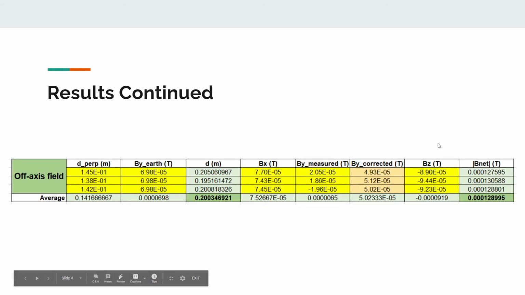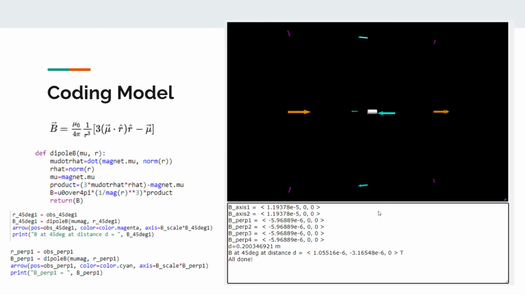Our results continued. We see here the results for the perpendicular off-axis field, and you can see we had to correct for the y component because of that superposition of the fields. So here's my model. Here the white cylinder represents the bar magnet, and its magnetic moment is pointing in the positive x direction. The orange arrows represent the on-axis field, and the blue arrows represent the perpendicular field. And then the pink magenta arrows represent the field at 45 degrees.